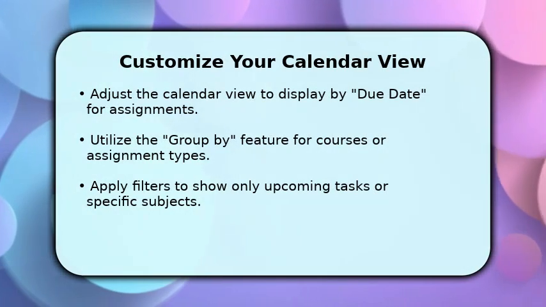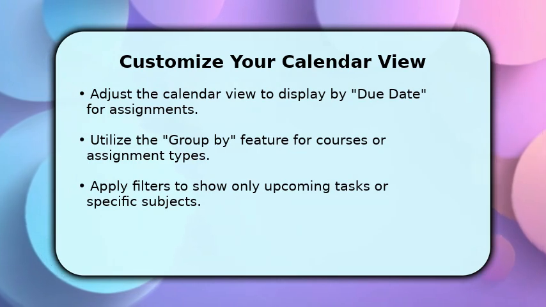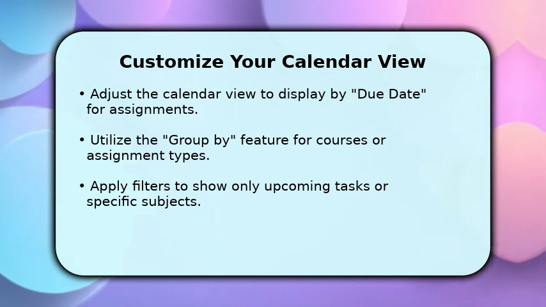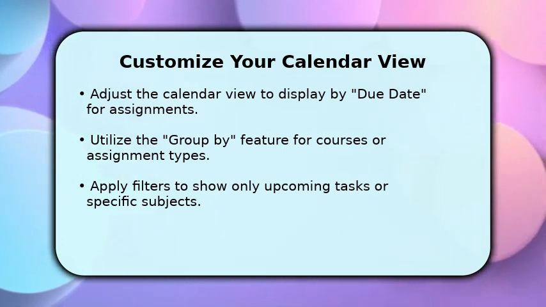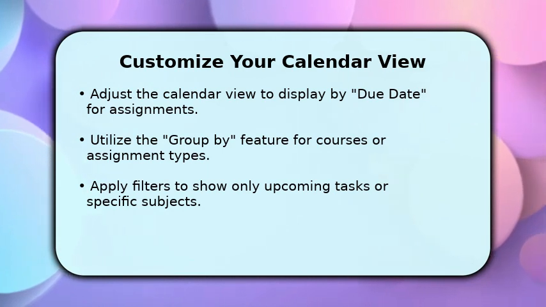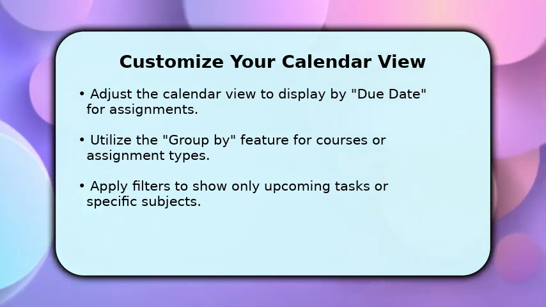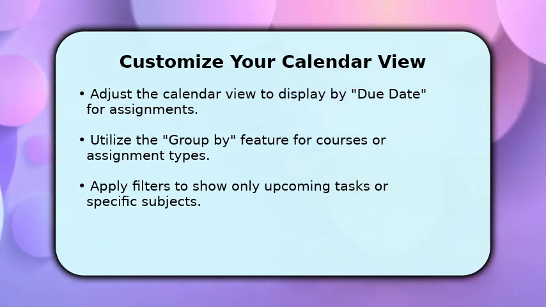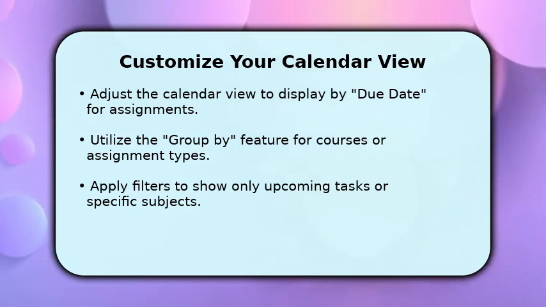Now, let's customize your calendar view to enhance usability. Adjust the main view to display entries by due date, making it easy to see upcoming assignments. You can also use the Group By feature to organize your calendar by course or assignment type, providing a clear overview. Don't forget to apply filters to show only upcoming tasks or specific subjects, keeping your focus sharp.